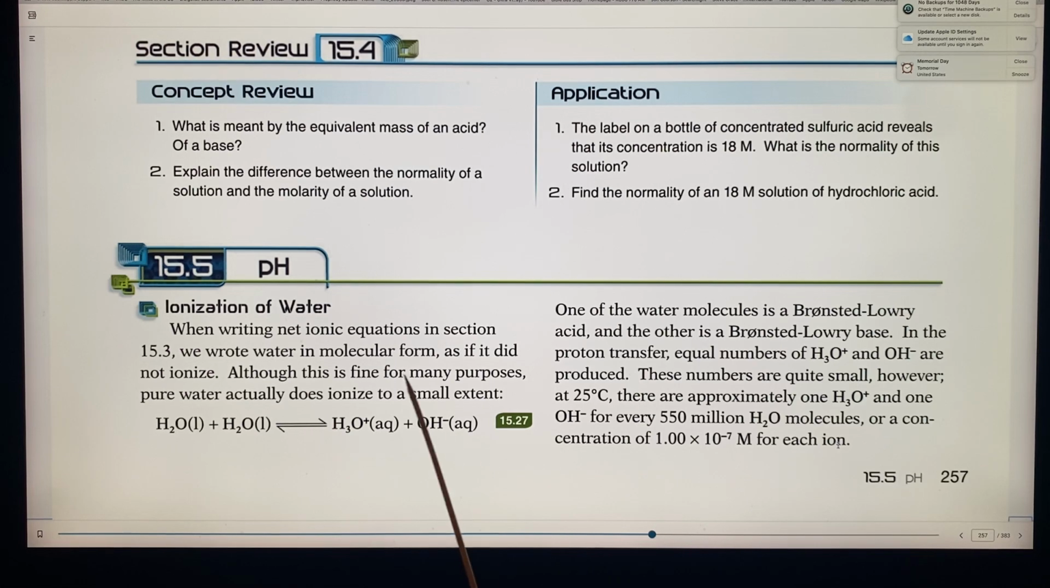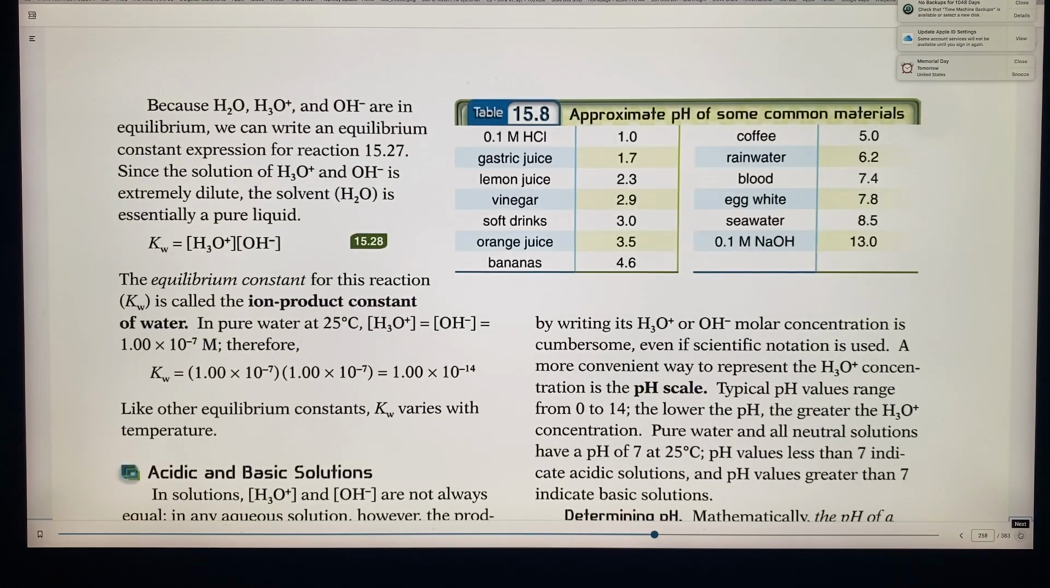So that's very, very small. Out of 550 million molecules, you're going to have one of these turning into a little bit of acid and a little bit of base. So that's the ionization of water. Let's go, and we're going to see how this links to pH in a bit.